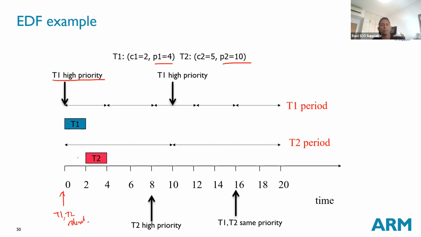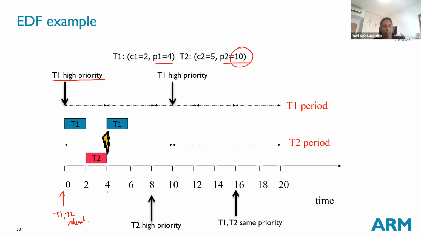Since T2's deadline is further away, at time t equals 0, T1 has a higher priority, so T1 will run first. When T1 finishes, then T2 will run. And every 4 units of time, T1 will repeat. So T1 will have to repeat itself here.